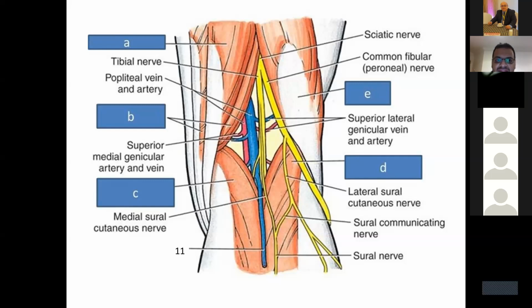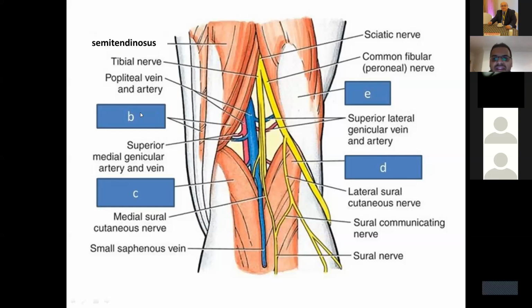A is the medial head of the biceps femoris. Semitendinosus. Remember that's the medial side, right? This is the medial side. Okay, yeah. Sorry. What's B? B is the semimembranosus.